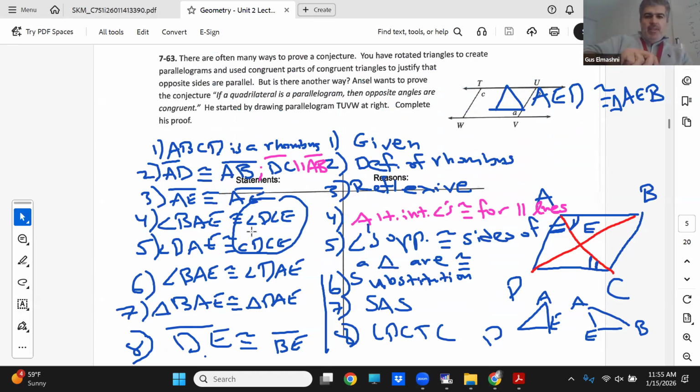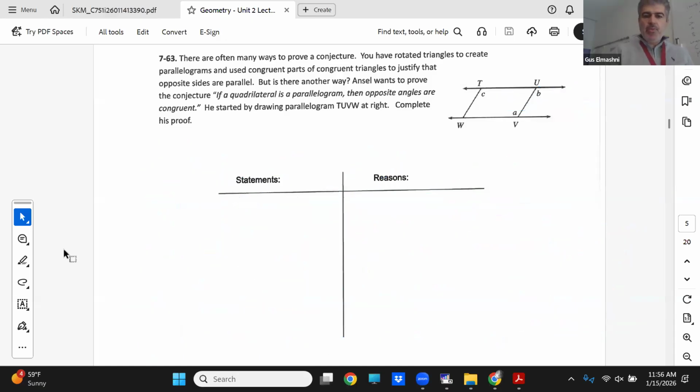So there are many ways to prove a conjecture. You've rotated triangles to create parallelograms. You used congruent parts, congruent triangles, to justify opposite sides parallel. Is there another way? Let's prove the conjecture that if a quadrilateral has opposite angles congruent, it is a parallelogram. Okay, that's going to be a CPCTC again.